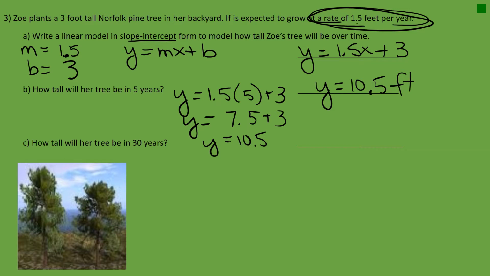So does that make sense? Well, yeah, if it's 3 feet and it grows 1.5 feet per year, then after the first year, it will be 4.5. And then add another 1.5 and another.